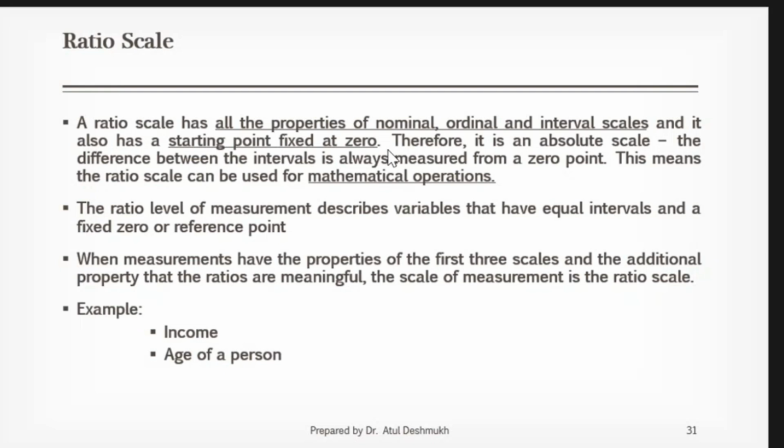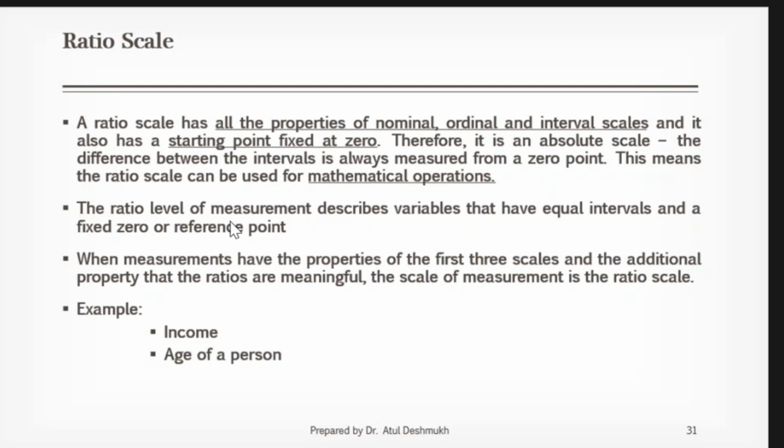Okay, just now I explained to you that it has a starting point which is fixed at 0. Therefore, it is an absolute scale, right? So why is it called a full scale or absolute scale? Because the starting point is 0, and as there is a starting point 0, all the mathematical calculations are possible. The difference between intervals is always measured from the 0 point, right? This means a ratio scale can be used for mathematical operations. All kinds of mathematical operations are possible in the case of a ratio scale.